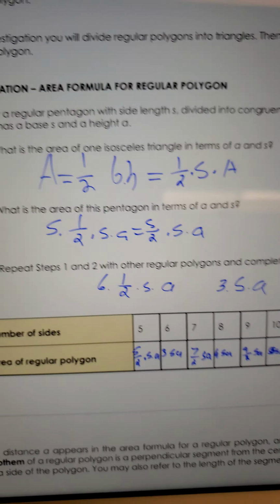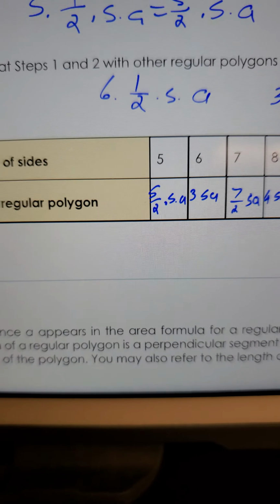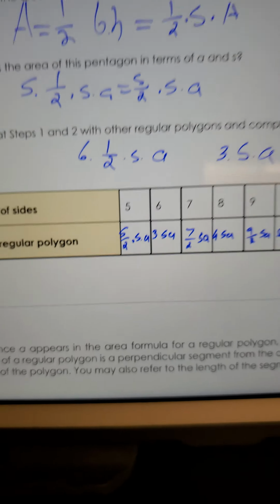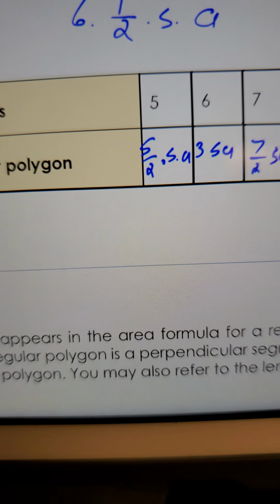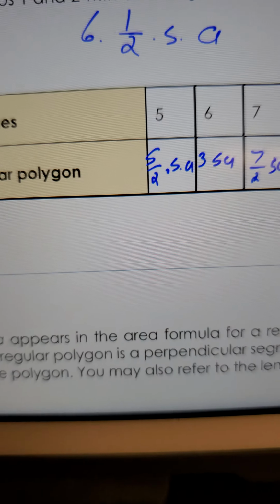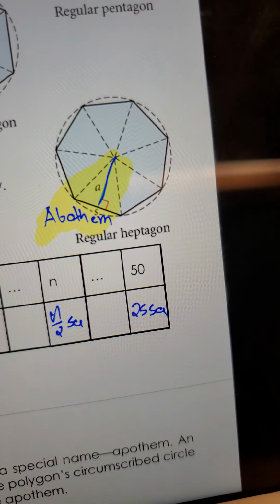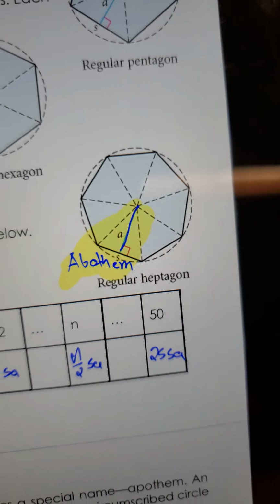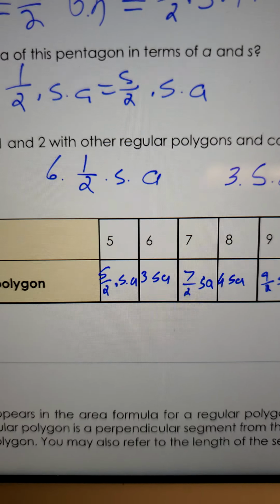You can just simply memorize this formula, which is the number of sides over 2, which is basically 1/2 S A if you're doing the other side. But it's the number of sides over 2, so basically it's half the number of sides, times S and times A. A is basically like the radius except for polygons, and S is basically just, I think, the sides.